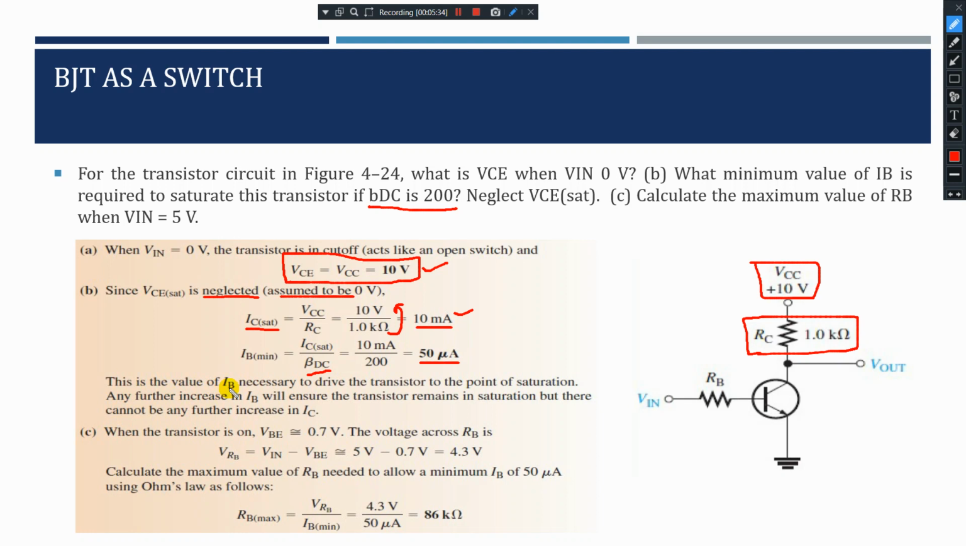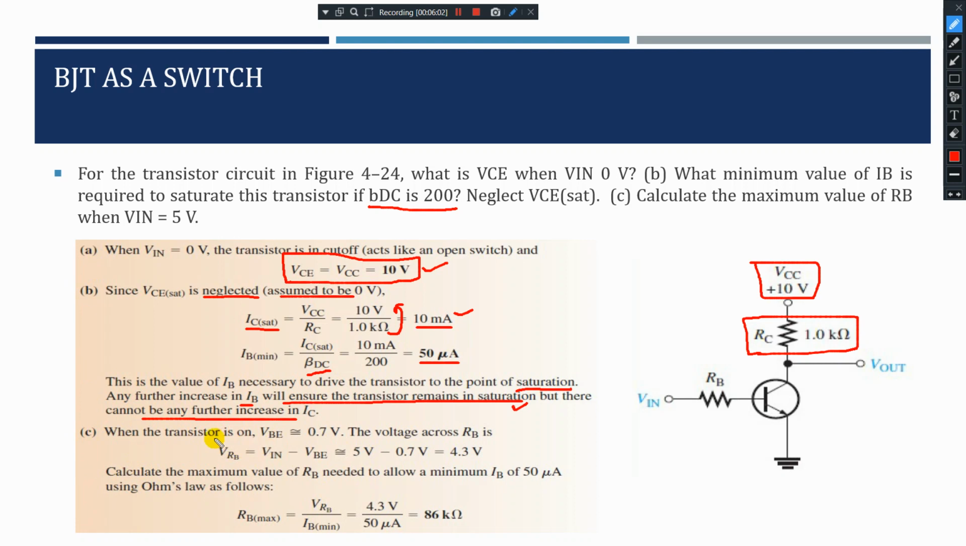This is the value of IB necessary to drive the transistor to the point of saturation, that means the on condition. Any further increase in IB will ensure the transistor remains in the saturation region, but it cannot further increase IC. This is the minimum required current for the transistor to be switched on. So A and B are done.